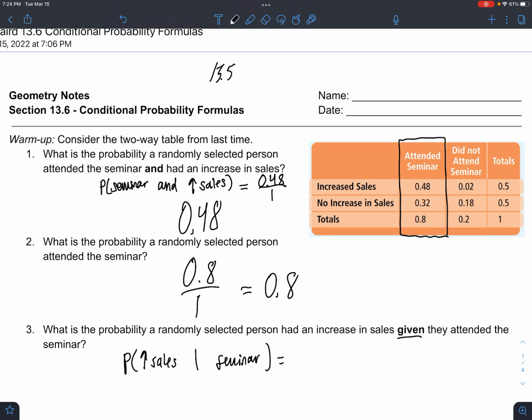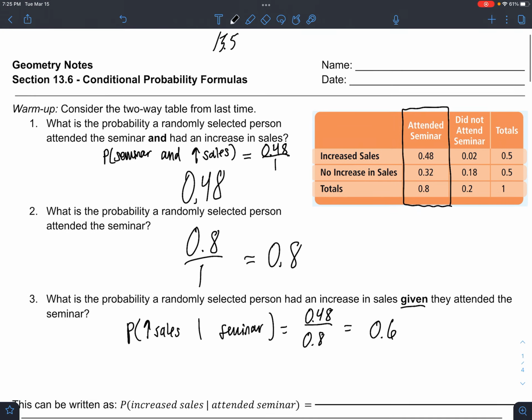So I know that my numbers have to come from these three, okay? So the probability that they had an increase in sales was the 0.48. And we're not out of 1 anymore. We're out of the total that we are informed about. So 0.8 is our new total because it's in the column we've zeroed in on because of the given info. This equals 0.6.